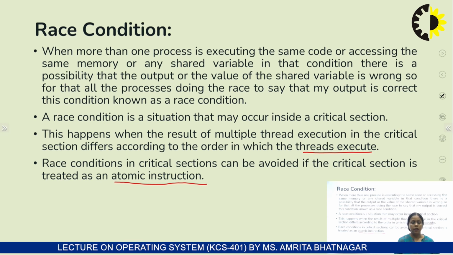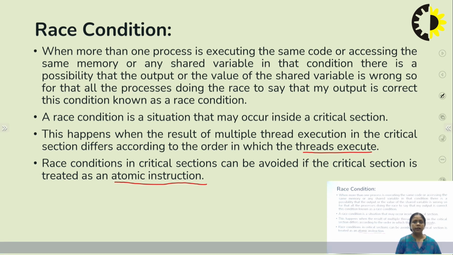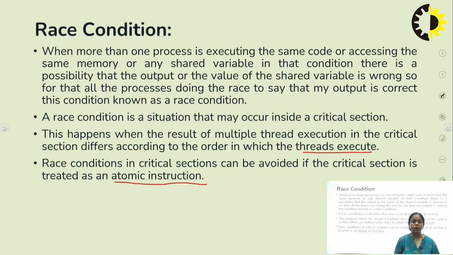So we have to avoid race conditions in the critical section. Race conditions are in the critical section, and the critical section is that section which has common variables of the different processes. We have to avoid the race condition because data redundancy or data inconsistency is not required in our system. That's why the race condition should be avoided.